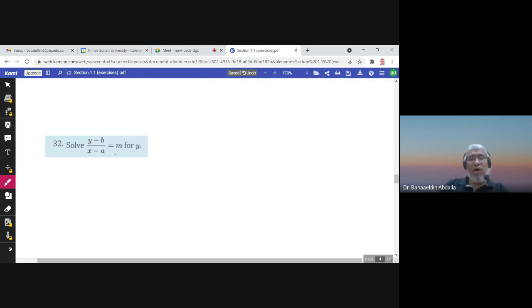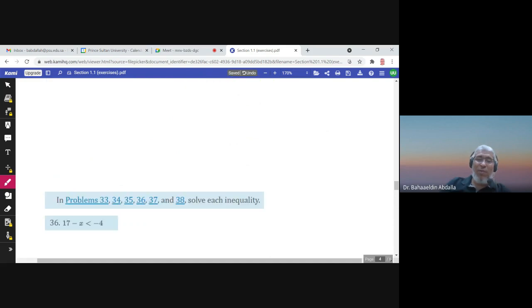Solve this equation for y. Y is here. So the first step is to multiply both sides by x minus a, or you just make a cross product as we have seen. So this is in fact m over 1. So if you make a cross product, then y minus b would be equal to m times x minus a. Remember, we need to solve it for y. So just take b to the other side, and that's it. We solved the equation for y.